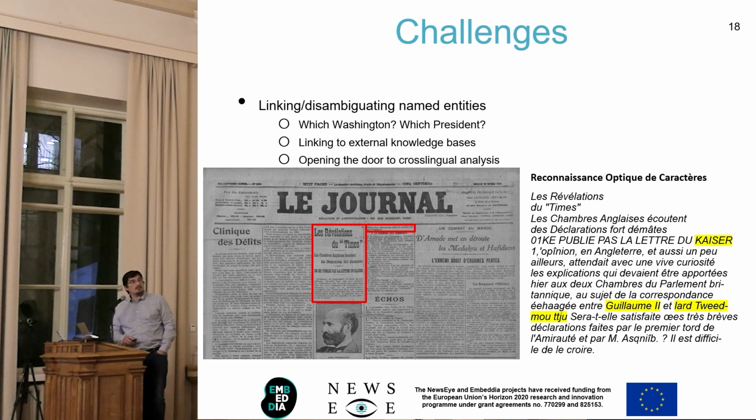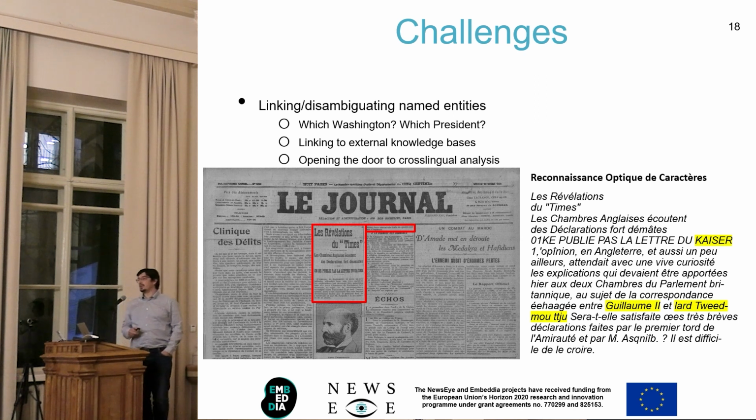And here, if you have the Kaiser, you want to find out which Kaiser. If you make a query for Kaiser, you will get lots of Kaisers. But you're probably looking for one specifically, and in this case, it's Guillaume II. Guillaume II is also Wilhelm II or William II.